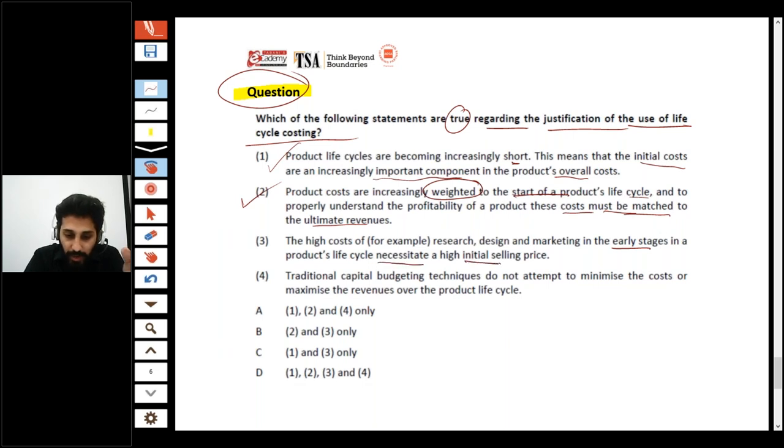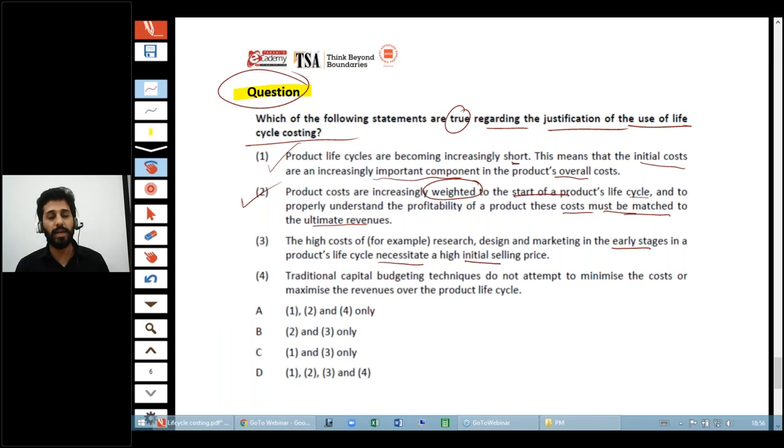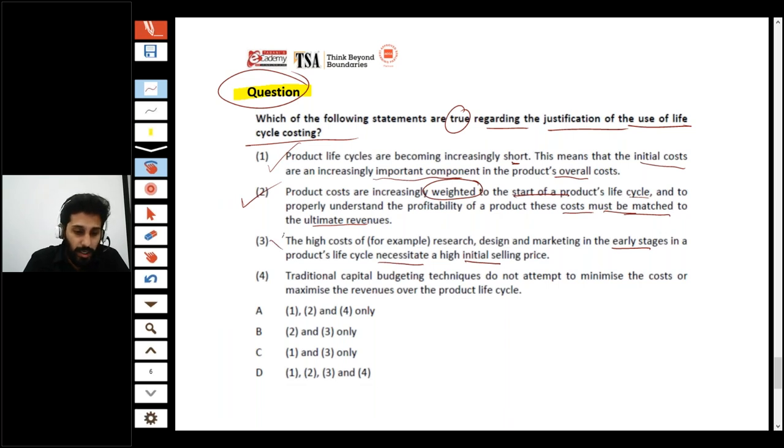Number three, the high cost, for example, research in the early stages in the product life cycle, necessitate a high initial price. It is not true. Because life cycle is not about setting the selling price. Life cycle is about estimating, linking the cost to the revenue. So it does not mean that you have to launch your product with a high initial selling price. It's about matching the cost with the revenue. So this statement is not correct.